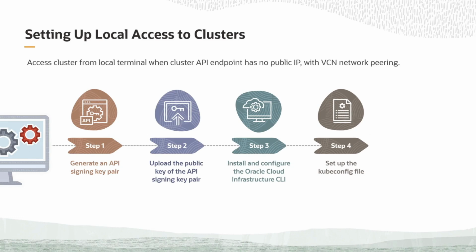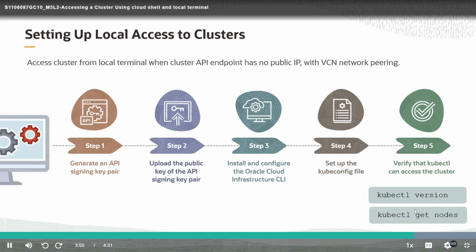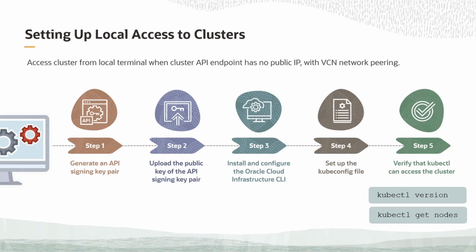Lastly, let's do a quick check. Run the kubectl version command. What it does is tell you the version of kubectl you have installed locally, the Kubernetes version on the control plane nodes, and a little extra. Run kubectl get nodes for a snapshot of the nodes in your cluster. With these two commands, you can verify that the cluster access has been set up successfully.